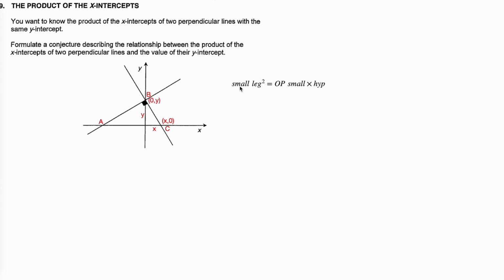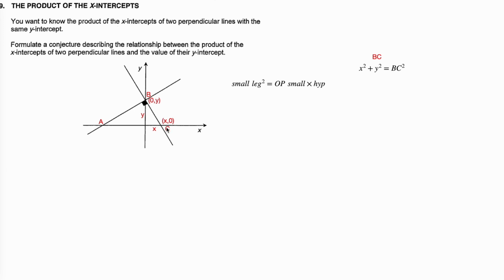We can say that the small leg squared is equal to the orthogonal projection. This is the small leg. So the small leg squared is equal to the orthogonal projection of the small leg onto the hypotenuse times the hypotenuse. I want to figure out the length of BC, and I'm using Pythagorean's theorem. X squared plus y squared is equal to BC squared. This is the small leg. The small leg is BC.